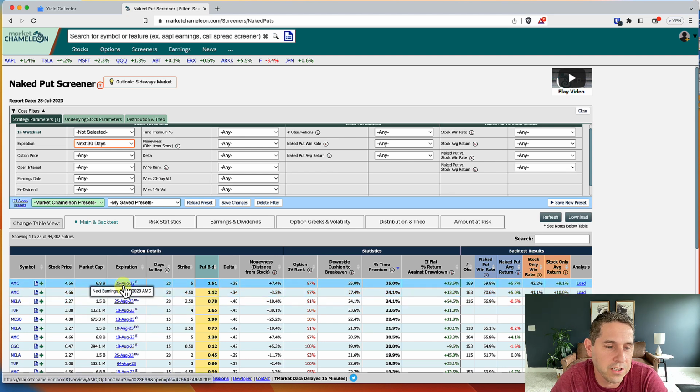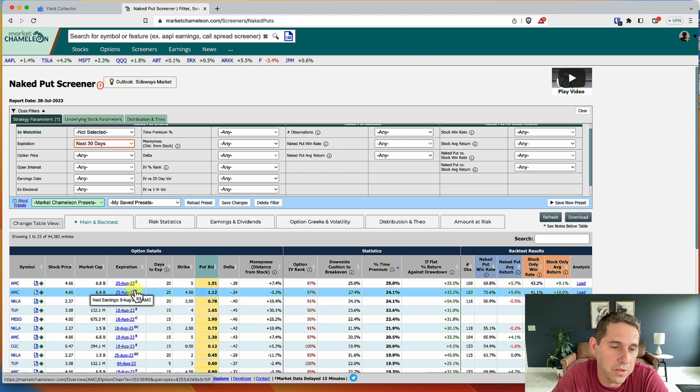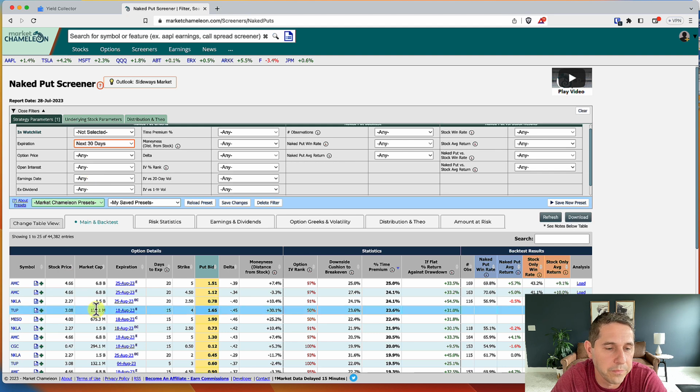And here's the expiration. You see this little E right here, that means there's an earnings coming up. Or if you see EC or just a C, that means there's an event. So this has earnings and an event, which in this case is an annual meeting of stockholders. But you just want to always check to see if there's an E there or not. You could also turn off earnings results up here later if you want to.